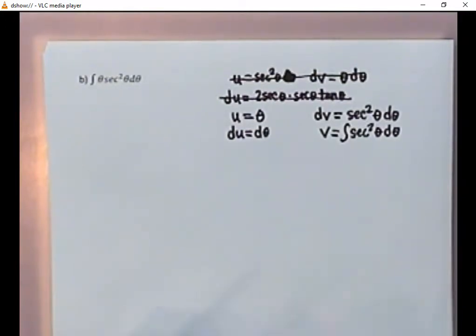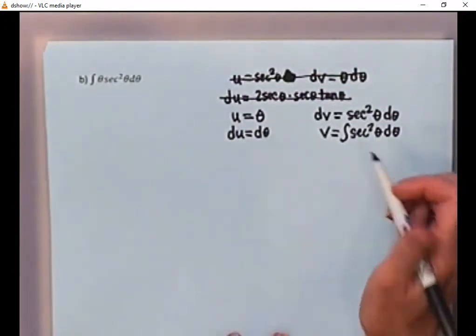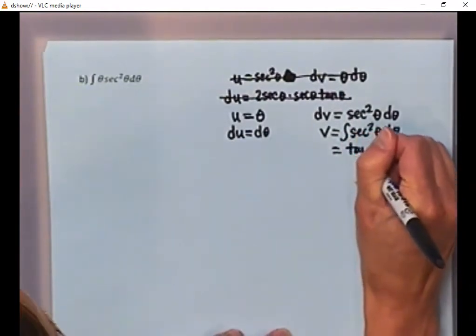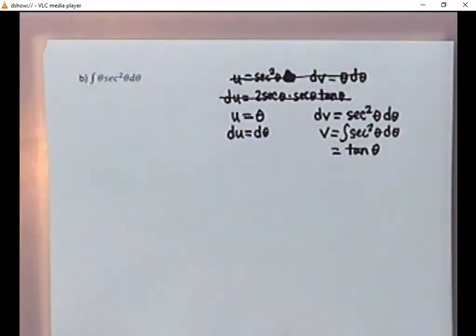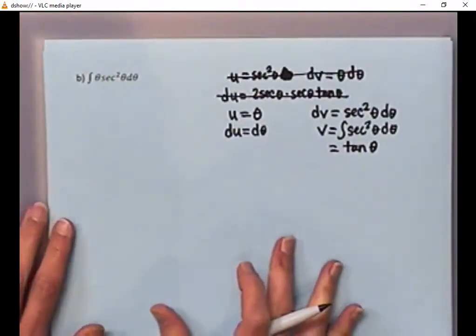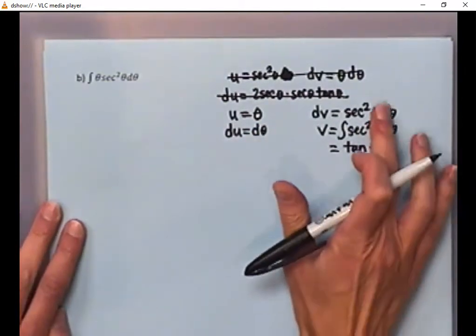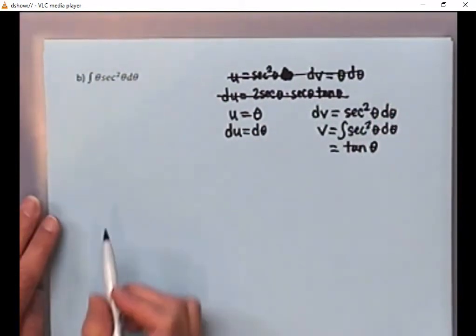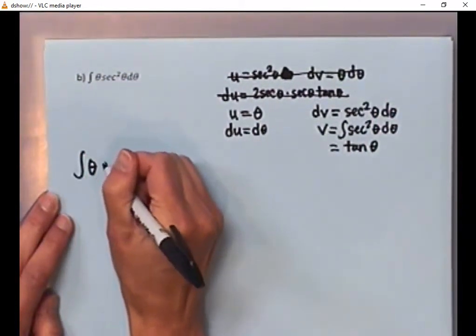Very good. So we do know how to integrate secant squared, right? That gives us the tangent theta. So that's a nice choice because it does have a nice integral. It becomes the tangent. Okay, so things are looking pretty good so far. We got a simpler du. It was easily integrated. So let's go ahead and follow the formula now.